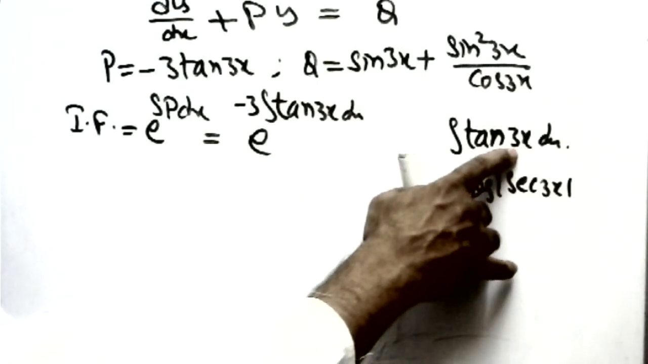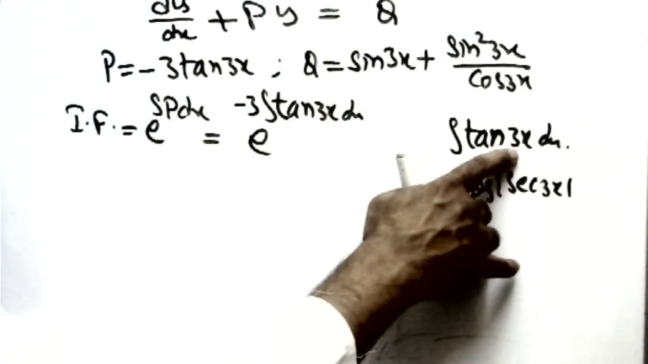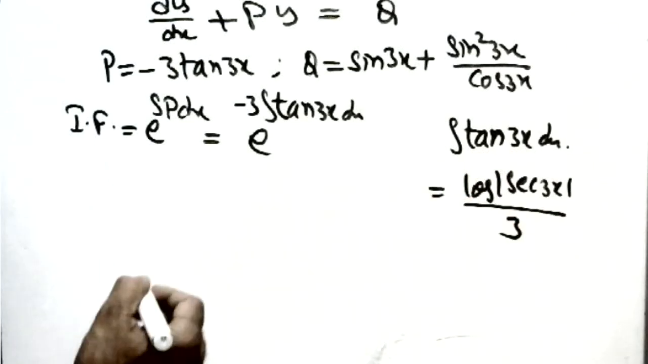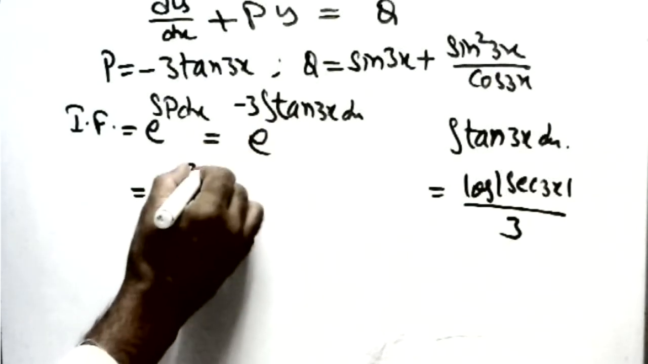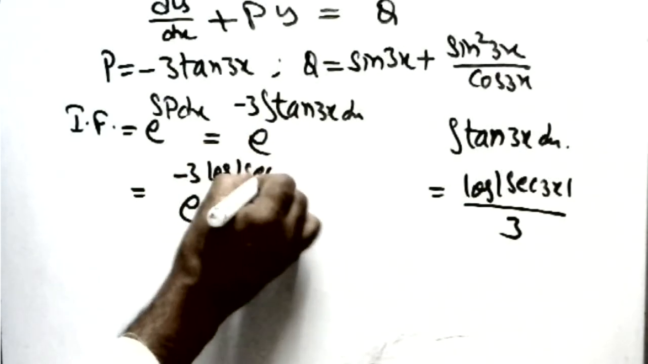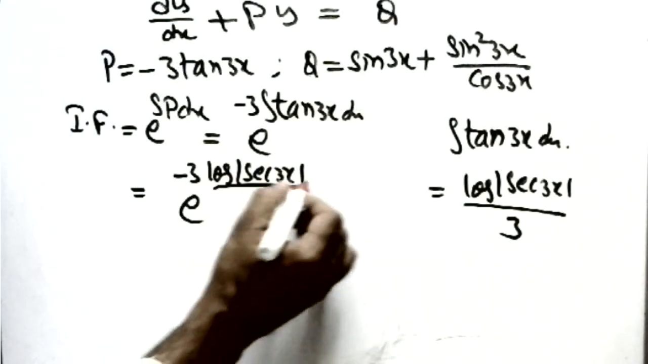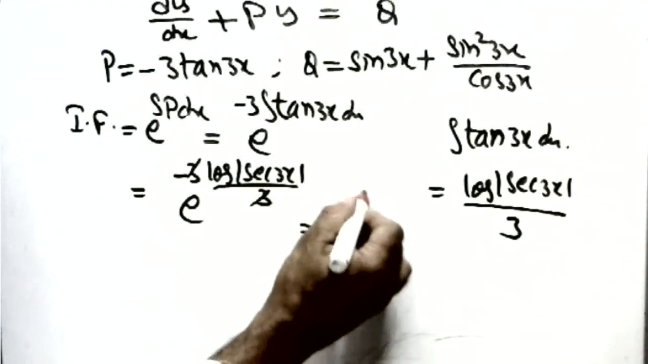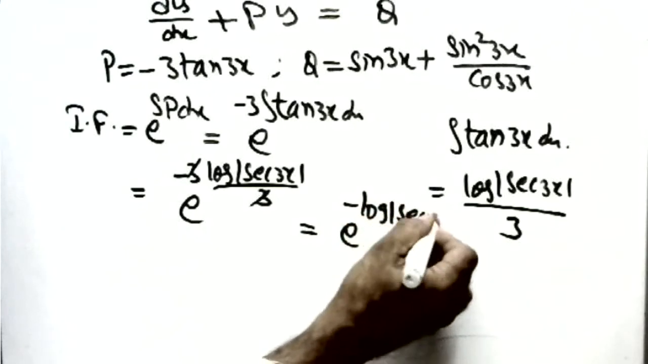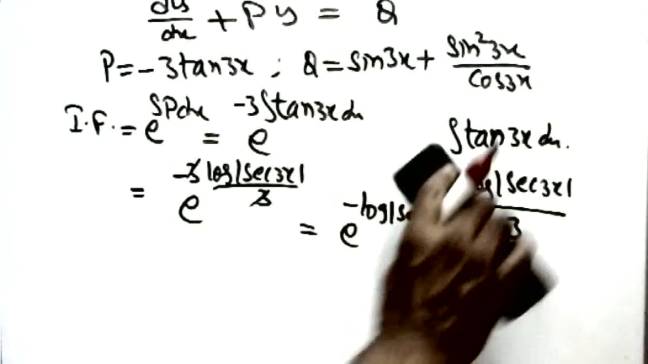But we are having 3 with x now. Whenever we integrate some function, we have to divide by the number attached with x. Here with x we are having 3, so divide by 3. So it equals e to the power of minus 3 times, integration of tan is log of mod secant 3x, but we are having 3 with x, so we divide by 3. Now this 3 will get cancelled. What is left here? e to the power of minus log of mod secant x.